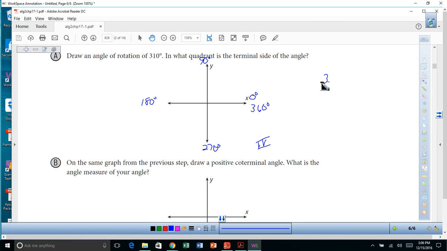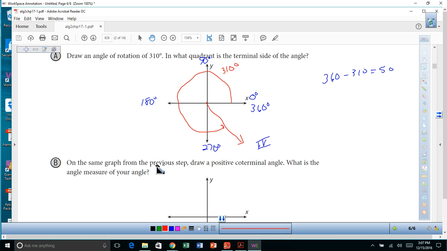So let's take 360 and subtract 310 from it, and we get 50 degrees. We know from here to here is 90 degrees, so half of that would be 45. So it's going to be a bit more than 45. So for 310 degrees, we're going to start here, and we're going to go all the way around here, and that's 310 degrees.